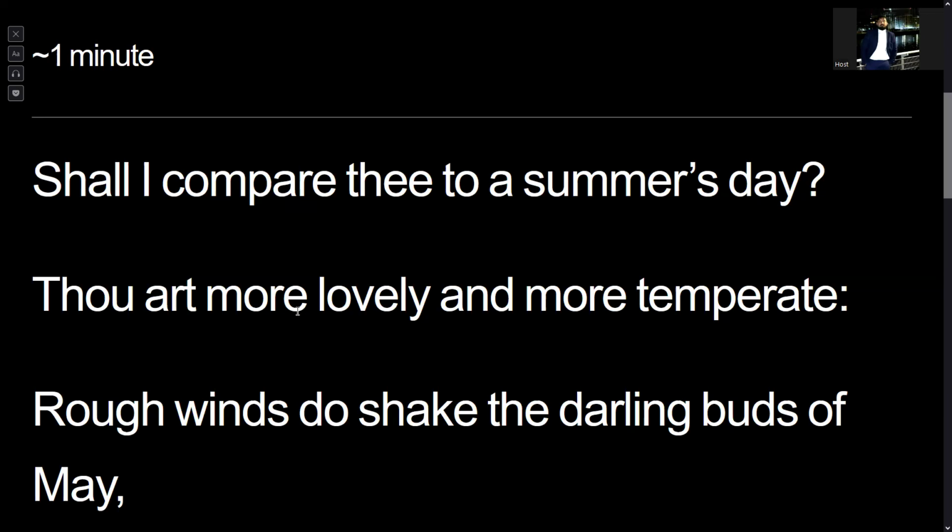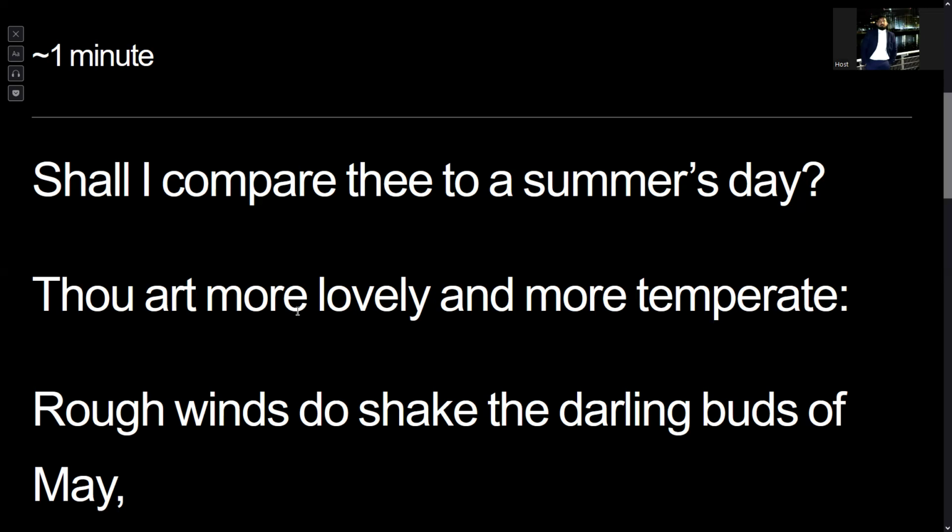Okay, so the first thing to begin with is just the question of what is a sonnet? A sonnet is a type of poem. I'm not going to go into too much detail here because there are other videos and resources you can look at. But essentially, a sonnet is a structure of a poem which has 14 lines and a certain rhyme scheme.